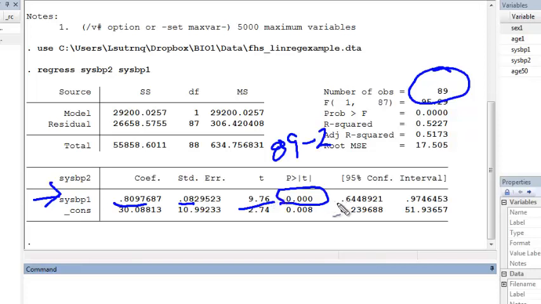And then the last thing that we're always going to be interested in is this 95% confidence interval in the slope.